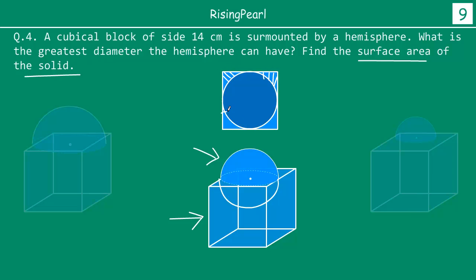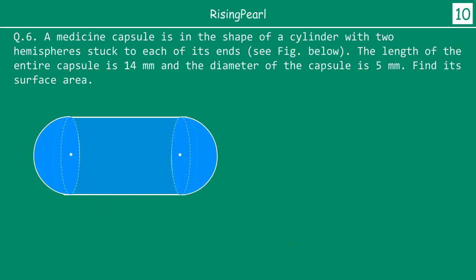So the point being, whether we are actually carving out a hemisphere or putting a hemisphere on top, the total surface area is the same in both cases. Now let's see if we have time for one other quick question.